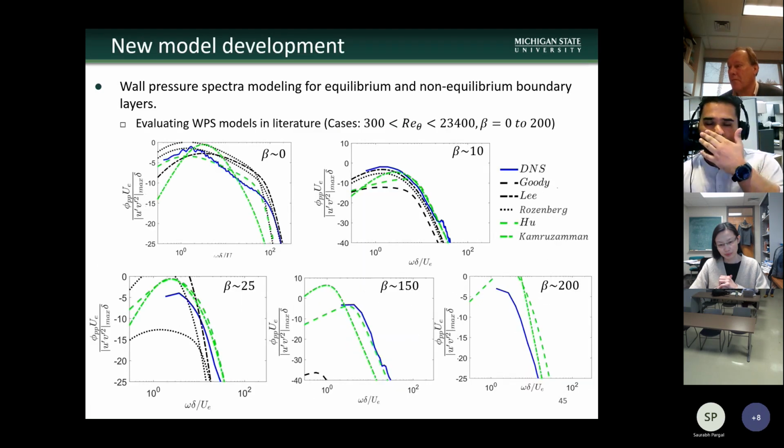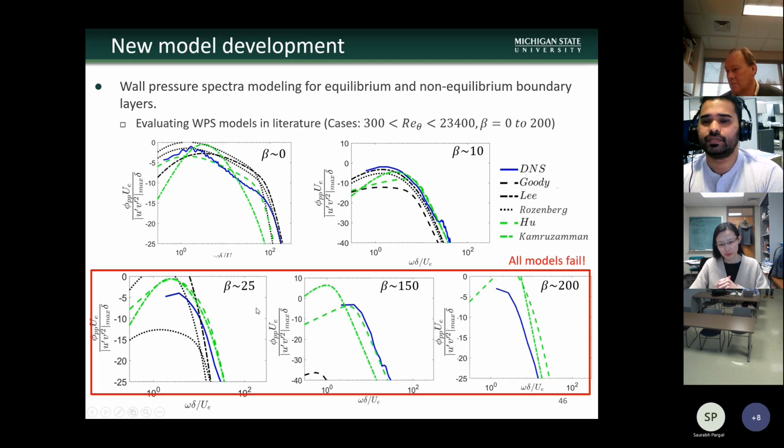So next, we compare the different wall pressure spectrum models which we have in the literature: Goody's model, Lee's model, Rozenberg's model, Hu's model, Kamruzzaman's model, right? And we test them for different flow scenarios. In the blue, we have DNS, and all of the other lines are different models. For all of these flow scenarios, you see that as we keep increasing the adverse pressure gradient from 0 to 200, most of the models not only fail, but they are completely unstable. They give undefined values as we go towards high adverse pressure gradient flow scenarios.